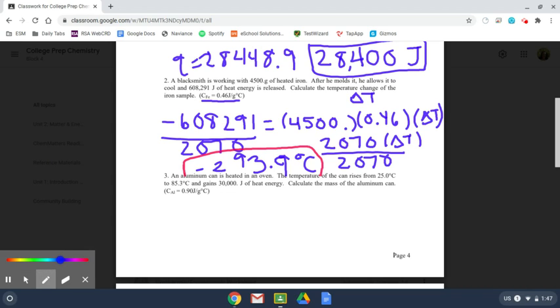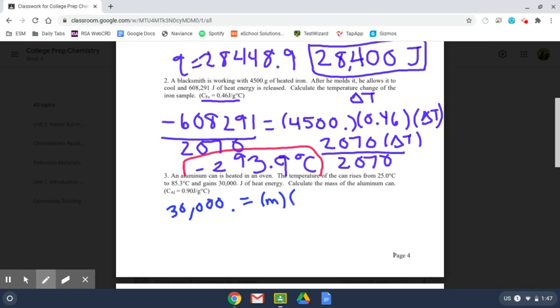All right. Aluminum can is heated. The temperature rises from 25 degrees Celsius to 85.3 degrees Celsius, gaining 30,000 joules of heat. What is the mass? Notice I provided you the specific heat of aluminum. So we have 30,000 with a decimal place. Okay, so that's our 5 sig figs. M, that's what we're looking for.